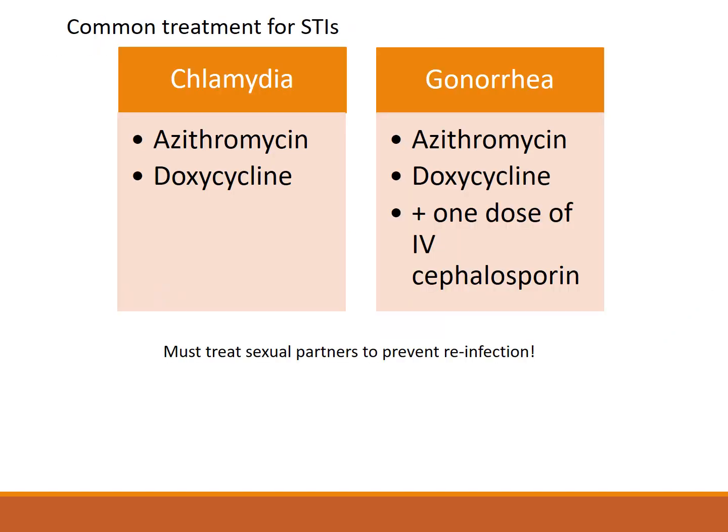Common treatment for sexually transmitted infections. So chlamydia, we use azithromycin or doxycycline, and for gonorrhea, we can use azithromycin or doxycycline plus 1 dose of an IV cephalosporin. And we must treat sexual partners to prevent reinfection. It's very common to have the same person come in over and over again with the same infection because the partner was not treated. So both partners, or if there's multiple partners, all the partners need to be treated to prevent reinfection.